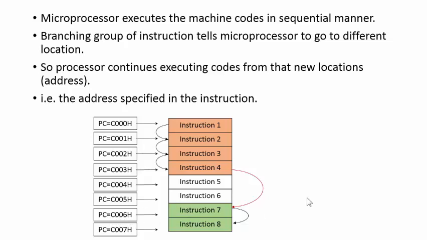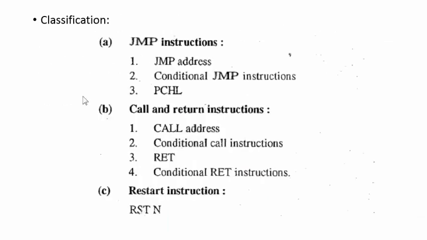According to this diagram, C006H. In this way, the address available in the branching group of instruction will tell the microprocessor to change the execution sequence, and after the execution of the branching instruction, the processor will directly change the execution sequence. So these are the categories of the branching group of instructions.